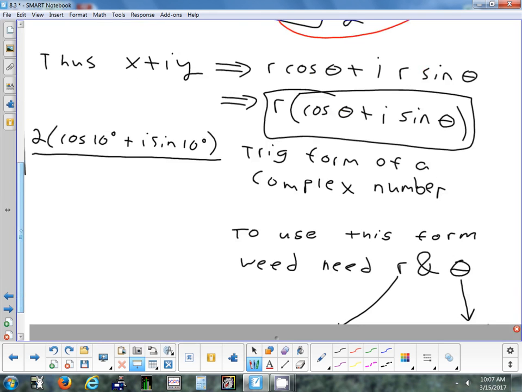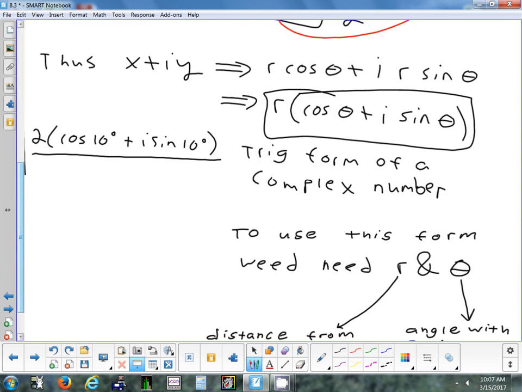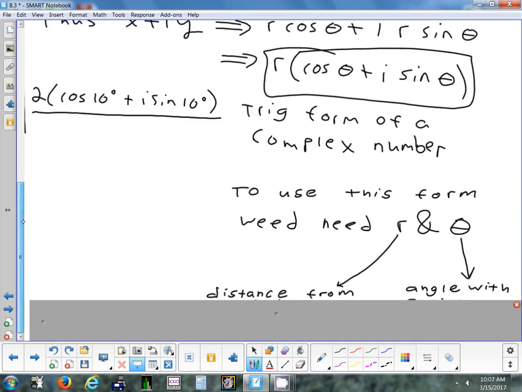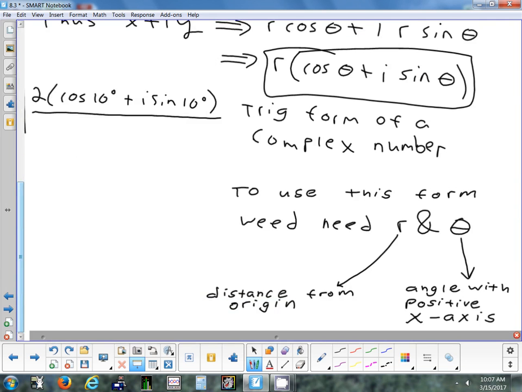So to use that form, you need to know two things. In your problem, you need to figure out the radius, which we just talked about with absolute value. It's the calculation you have to do. And you have to know the angle. So r is the distance from the origin, or the absolute value. And theta is the angle with the positive x-axis. How did you get the 10 degrees? That's just an example.